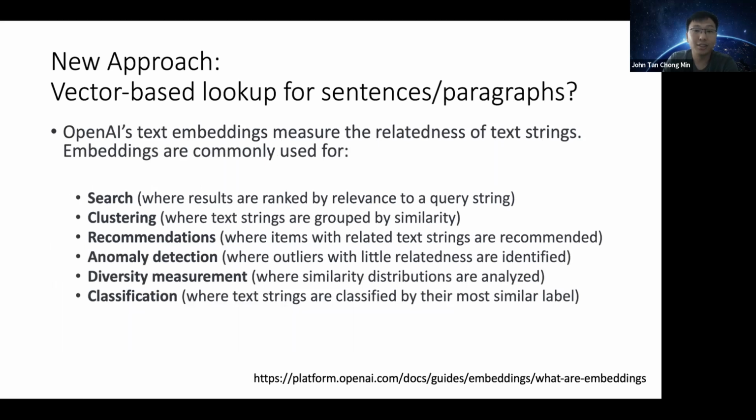Okay, so this is from the OpenAI website, and you can see this is what the vector-based lookup for sentences and paragraphs can do. It can do search, basically by cosine similarity. Later I'll talk about how to find the similar vectors. You can find out which documents are more relevant to your query string.